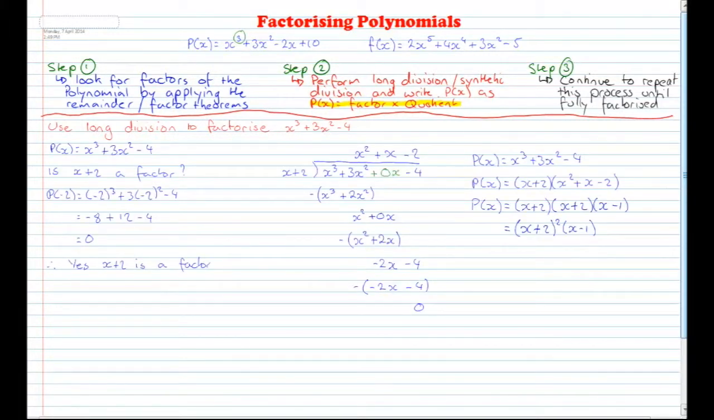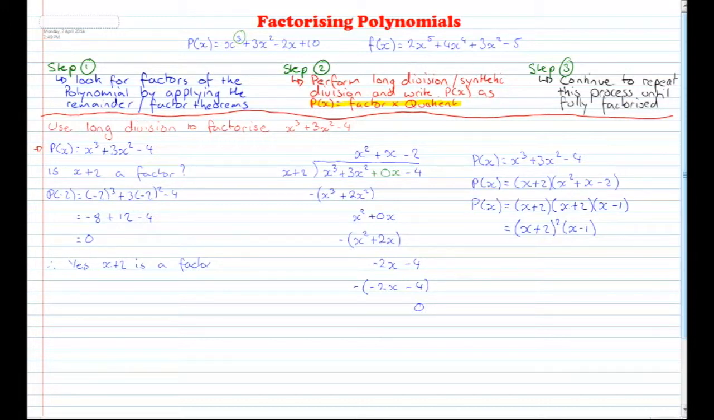Alright, so welcome back. Now, as it said, the question asks us to long divide x cubed plus 3x squared minus 4 in order to be able to factorise. So the very first thing I've done here is define this function as p of x. So I've written p of x is equal to x cubed plus 3x squared minus 4. The next thing I've done is look to see if x plus 2 is a factor.